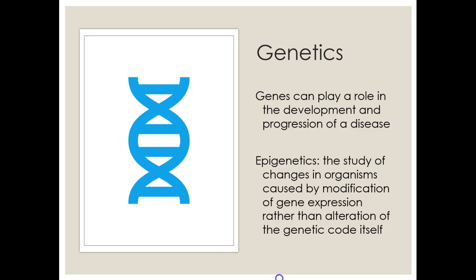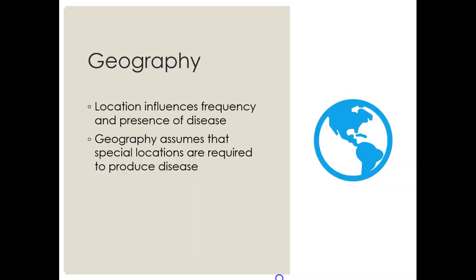Genetics can play a role in the development and progression of a disease. There is a field of study called epigenetics, and that's looking at how changes in an organism are caused by modifications of gene expression. And that change in gene expression may be caused by an environmental factor. Geography can influence our health. So this has to do with the actual geographical location that we are situated and how location influences the frequency and prevalence and presence of disease.